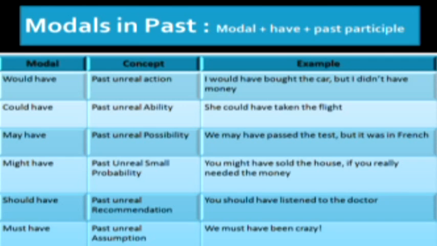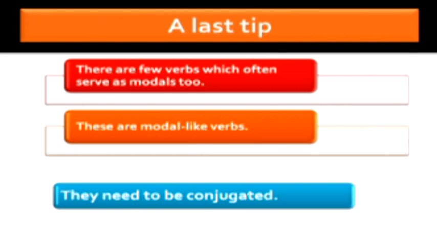Must have. The concept is past real assumption, unreal assumption in past tense. How? We must have been crazy. This is about the modal in past tense.